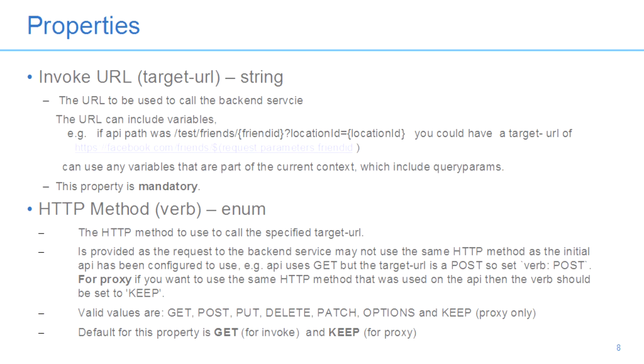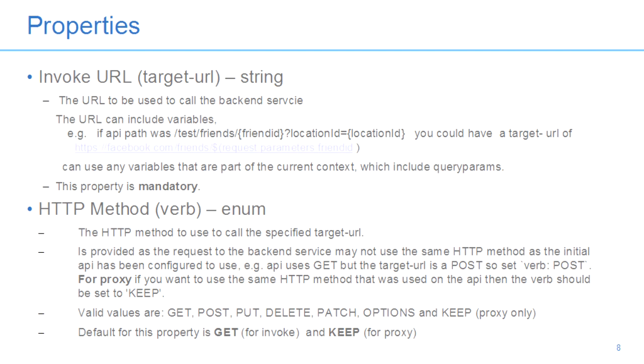Now, out of all of the properties within the invoke, the only one that is mandatory is this invoke URL, the target URL. All the rest are optional and have default values if you don't set them. As I mentioned earlier, instead of having separate policies for the get, the put, the post, and things like that, we have an HTTP method or a verb which you specify to actually define what type of call you're going to do to your backend system.